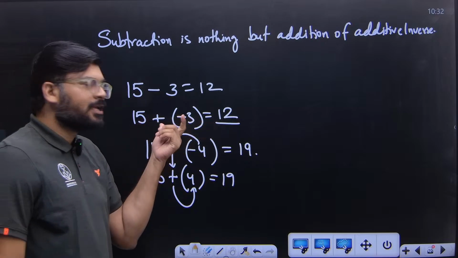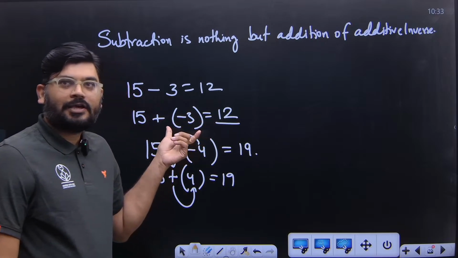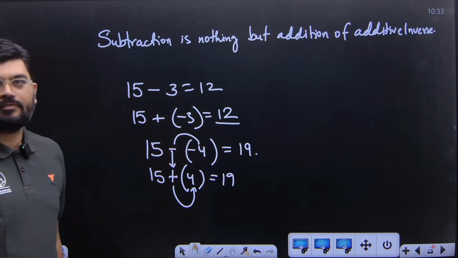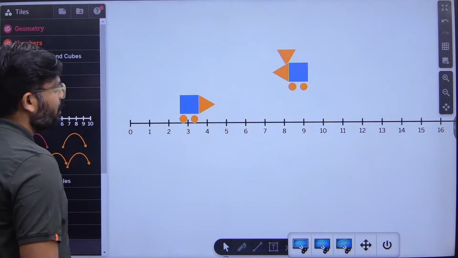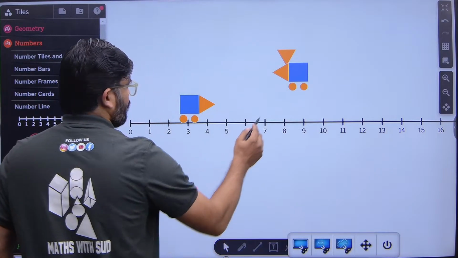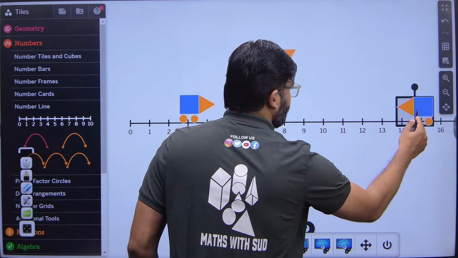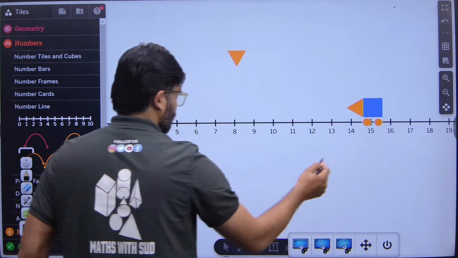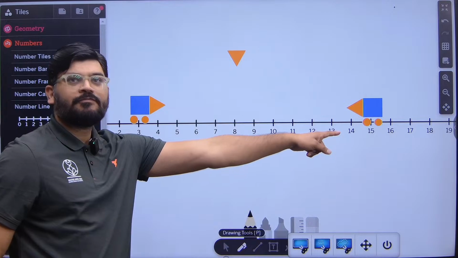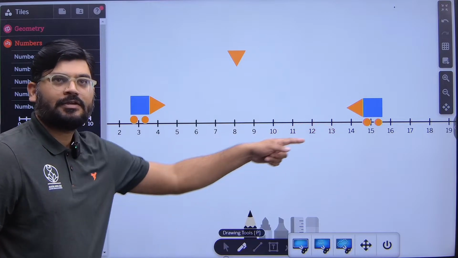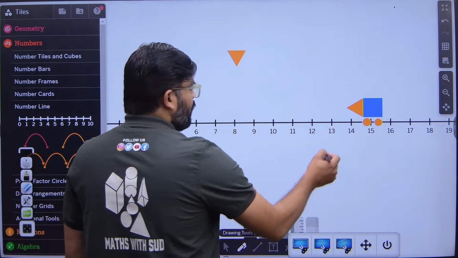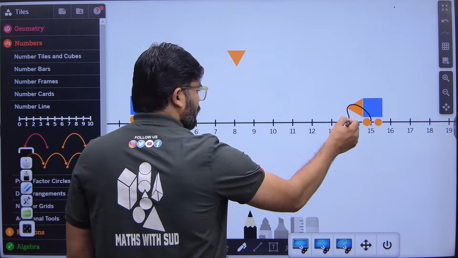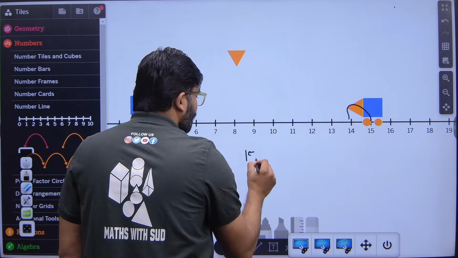Now you might be thinking how this is happening, right? I will show you both cases. First I will show you 15 minus 3. So you think you are at 15, right? Minus means in which direction will you face? Negative direction. Tell me where you will reach.